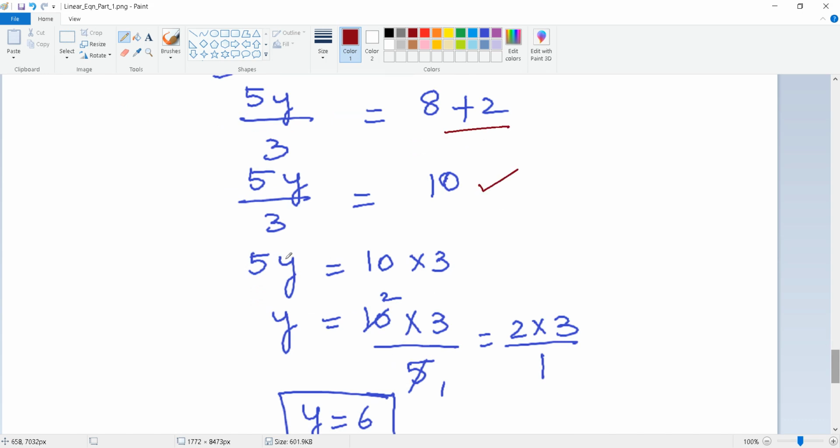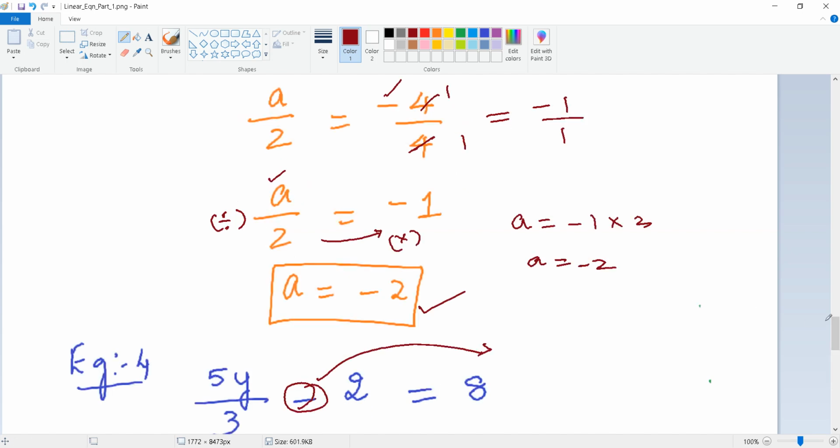See, you have got 5y over 3 equals 10. Let's move the 3 first. You can actually move anything first, either the 5 or the 3. It doesn't matter. I have just chosen to move the 3 first. Since there is a division involved over here, when I go to the other side, it turns out to be multiplication. So I get 10 into 3.